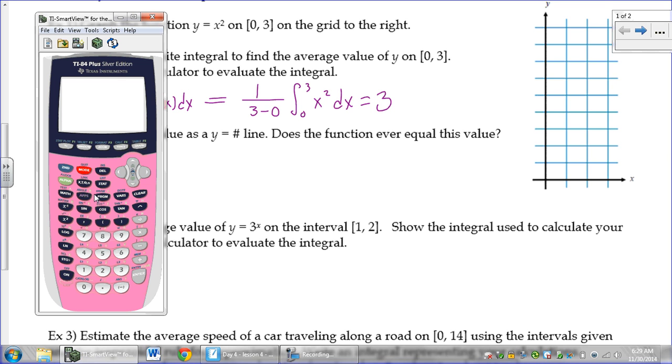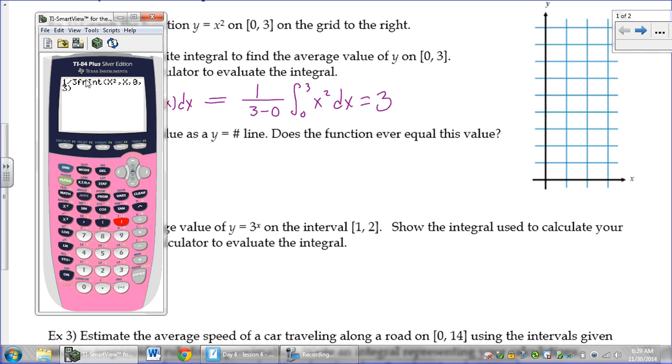The process is still the same. I still want to do 1/3 times the integral. Well, to get to the integral, you still do math 9, okay? Except now, instead of having the pretty integral, it says fnInt. This has a syntax, and the syntax for fnInt is integrand, so x squared, comma x, so we're taking the integral of x squared dx, comma, from 0 to 3.